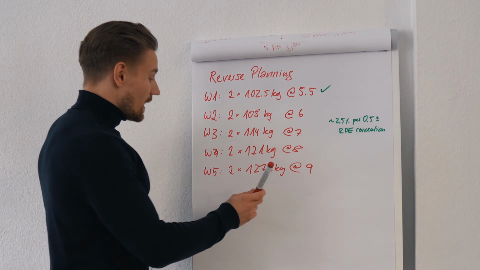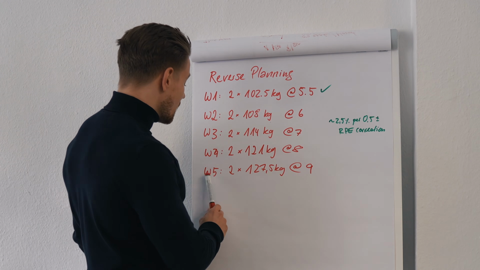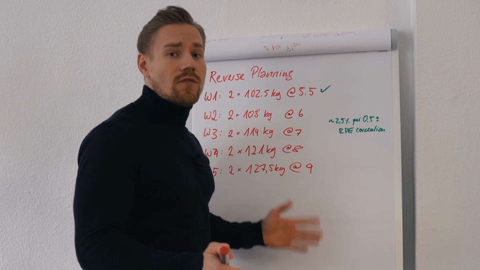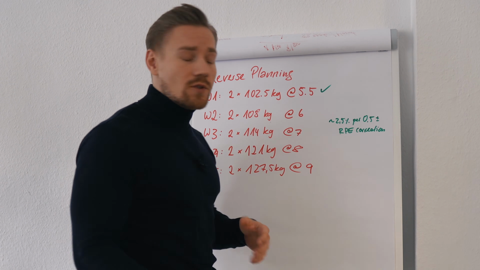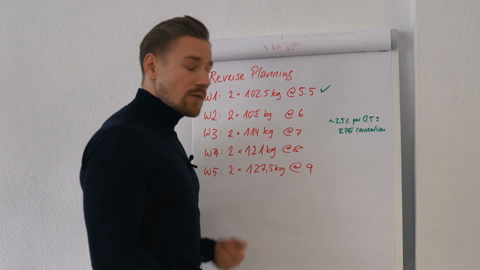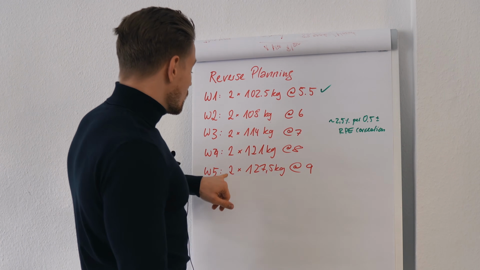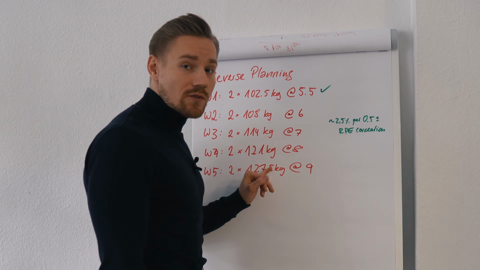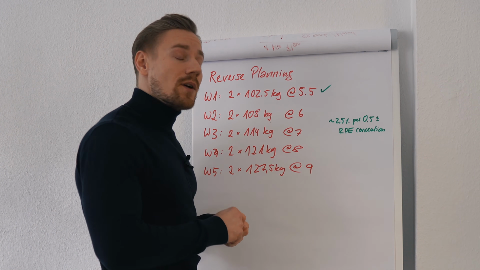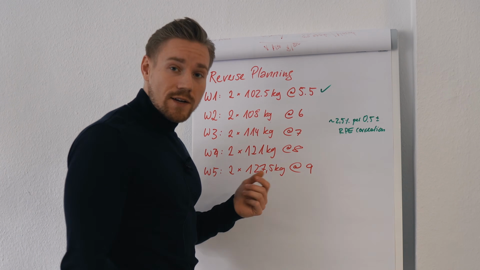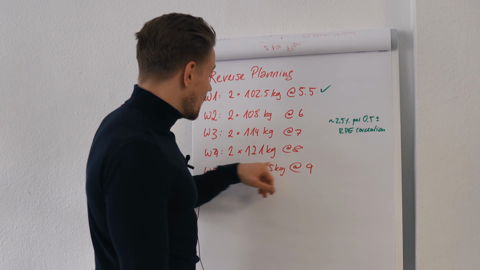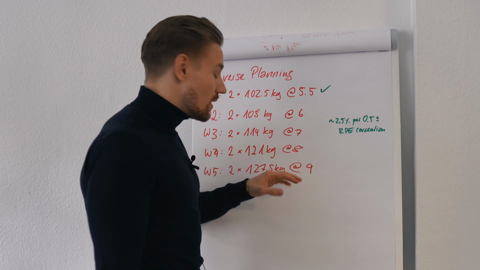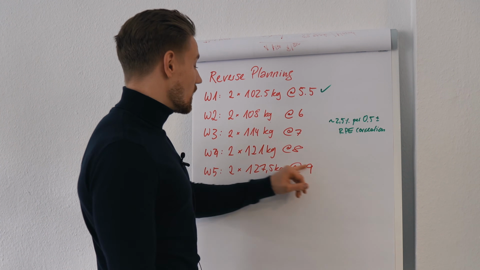So I took a look at what I want to hit in week number 5. Why week 5? Because my usual block length is 5 weeks. It can be different for you, it can be 4 weeks, but for me it's 5. And 2 repetitions on 127.5 would be a PR for me. I did a double on 125 in the last prep, so I want to be better than that. That is what I planned at an RPE of 9. Maybe it's going to be a bit heavier, but this is what I wanted to hit.